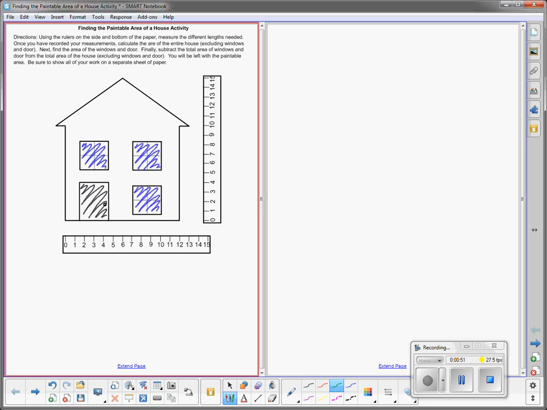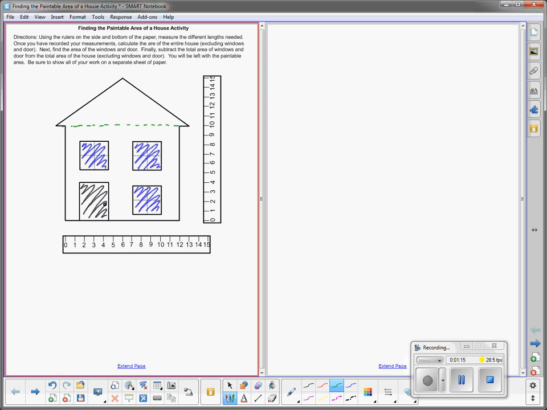So to do that, I need to check and see where would I break this outline of the house to create two shapes. And I see that I can break it across here, creating a triangle up top and a rectangle on the bottom. Now, using the ruler on the bottom and on the side, I'm going to find the measurements that I need.